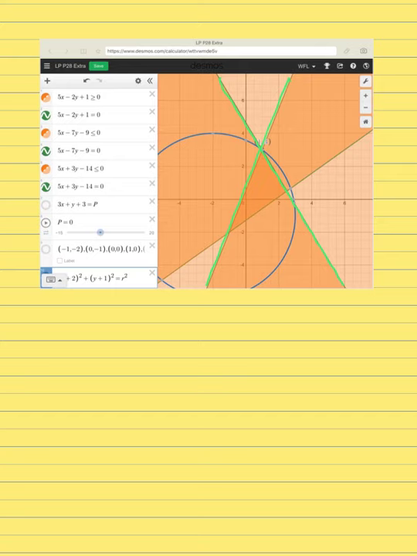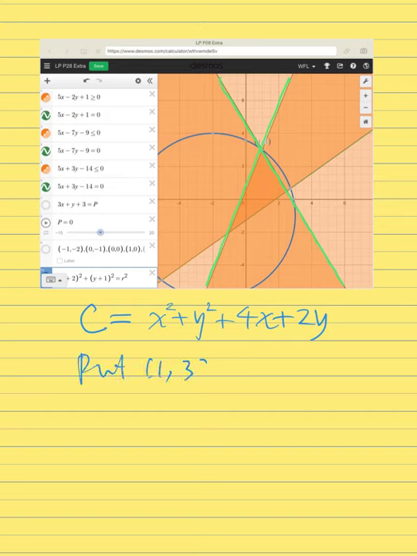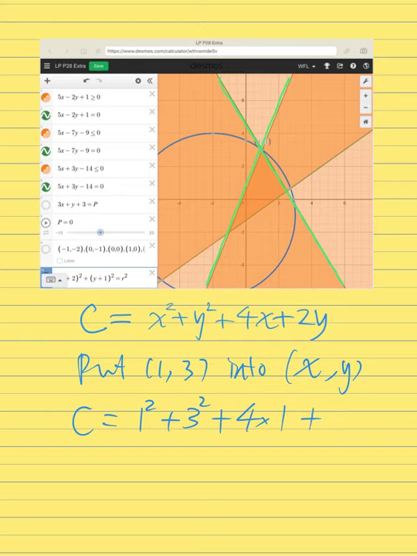To find the corresponding c, that is the maximum value of c, what we need to do is just to substitute (1, 3) into x, y of the circular function. Let's do it. Put (1, 3) into x, y. c equals 1 squared plus 3 squared plus 4 times 1 plus 2 times 3, which equals 20.